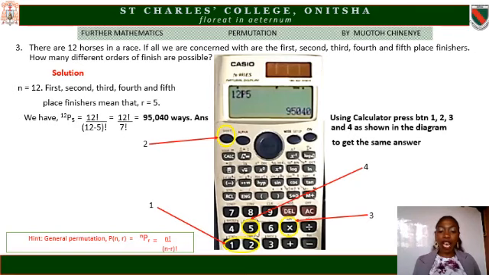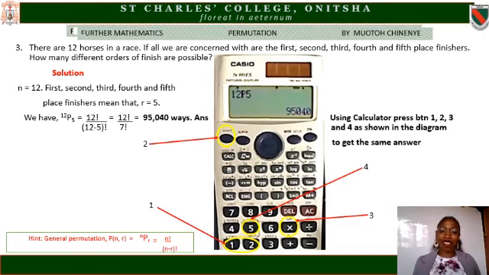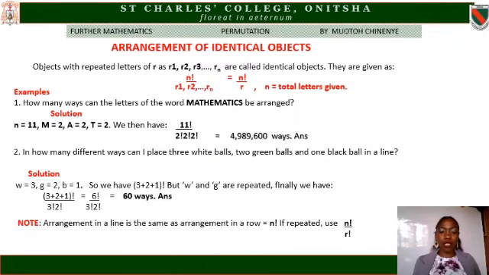Using your calculator, remember also, you can use a calculator to get permutation. And to do that, if you are getting 12 permutation 5, you simply press button 1, which is your 12, then button 2, which is the shift button, press button 3, which is the multiplication button, and button 4, which is your 5. And when you do that, you have your answer as 95,040 ways.